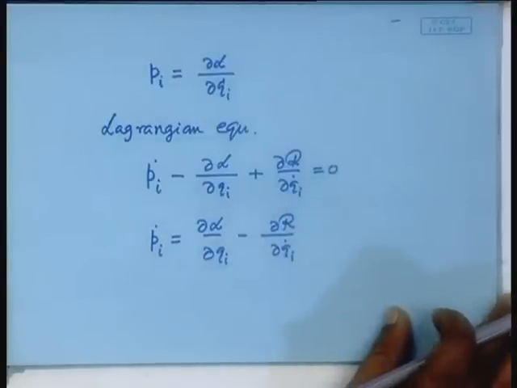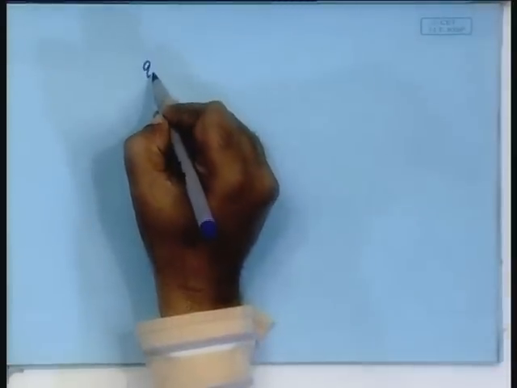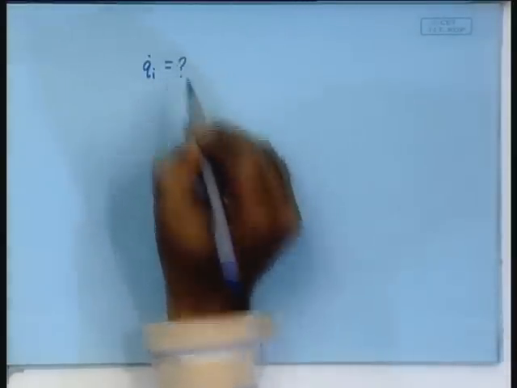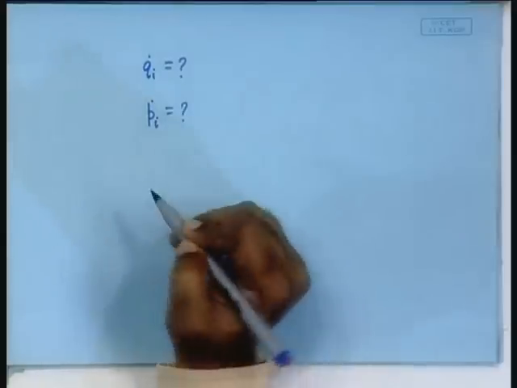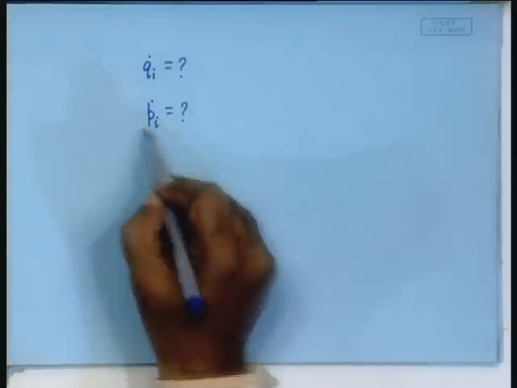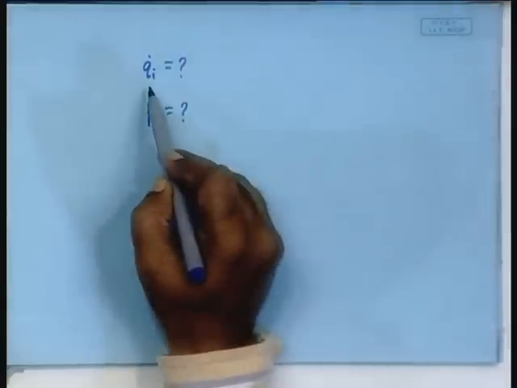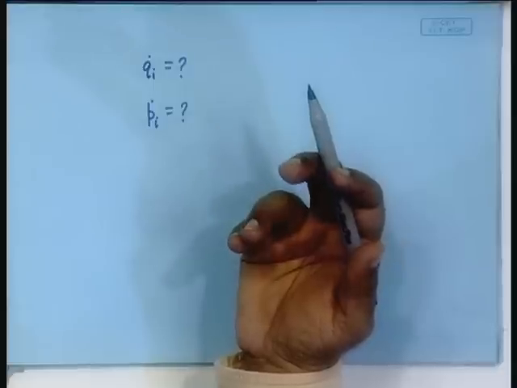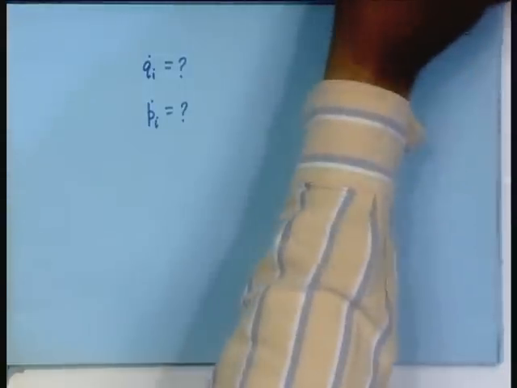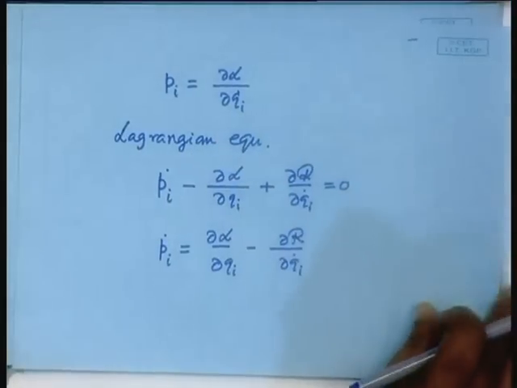So, if you want to derive the first order differential equations of any system, essentially you would need to write q_i dot is equal to something and p_i dot is equal to something. Now, p_i dot is equal to something that is obtained from this equation, and q_i dot is equal to, how do you get it? You will actually get it from this. Let me illustrate how.